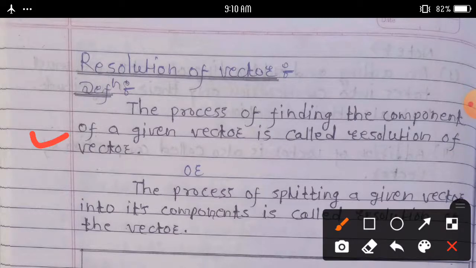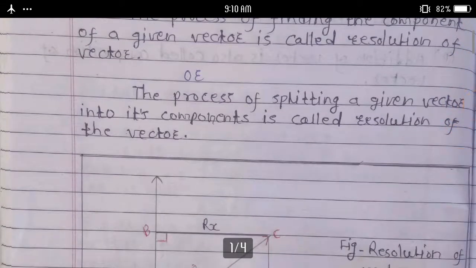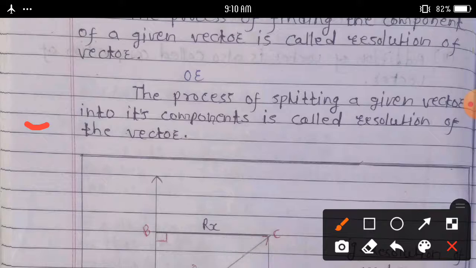The process of finding the components of a given vector is called resolution of vectors. Another definition of resolution of vectors: the process of splitting a given vector into its components is called resolution of vectors.